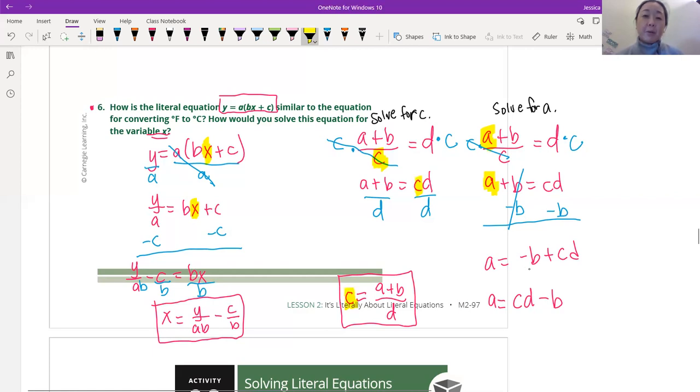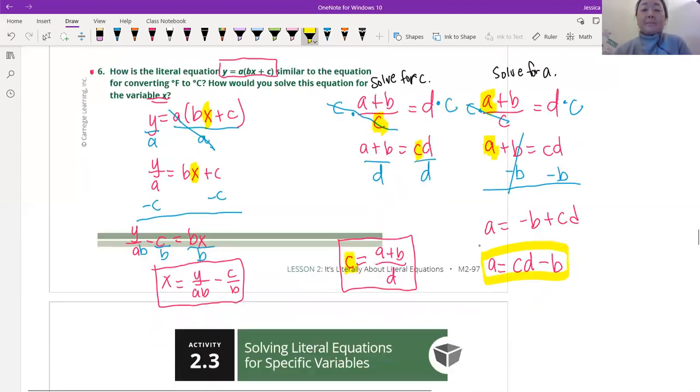So there's a couple of different ways you can write this, but most people will write it like this: a is equal to cd minus b. But you can also do negative b plus cd. It doesn't matter, it's the same thing. As long as you have both of those things and the negative is in front of the b and not the cd, because the cd should be positive, since nowhere was it negative. As long as the cd is positive and the b is negative, you're good to go. All right, and that's how you do that kind of problem.